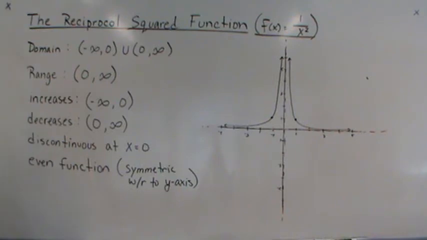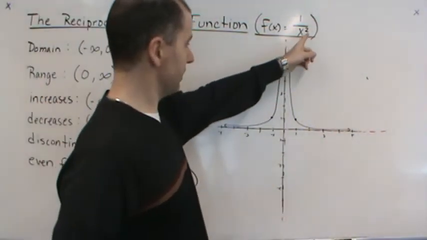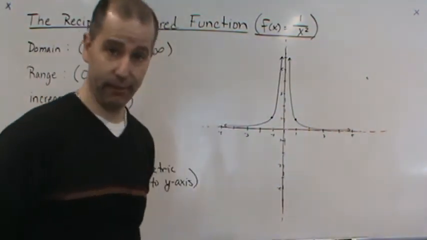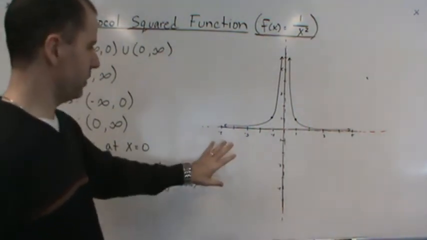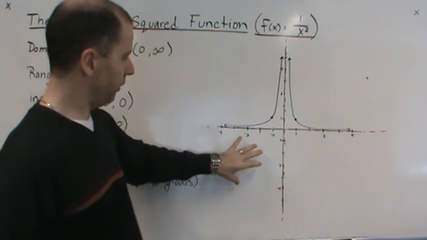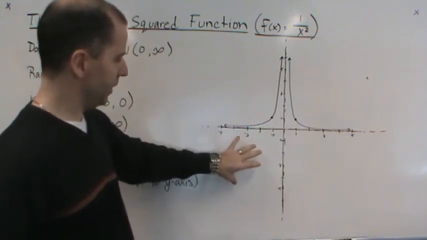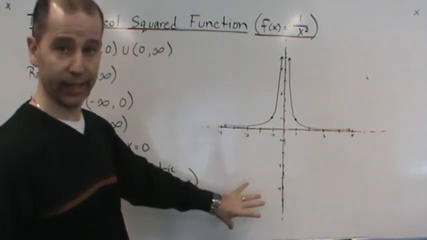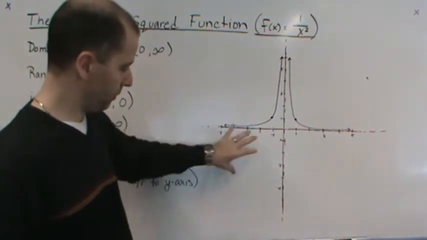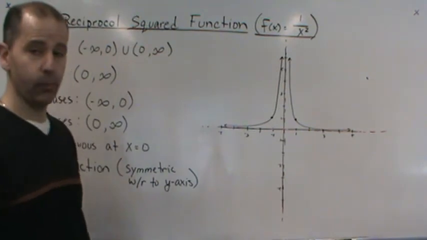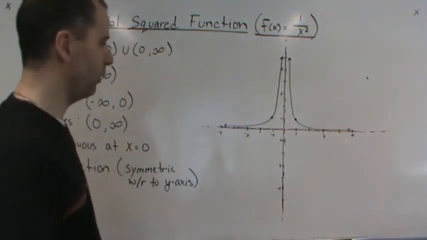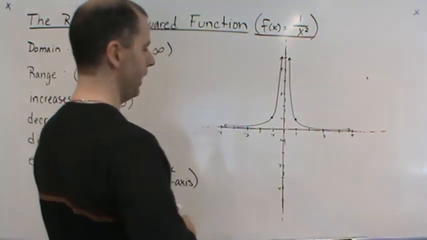Okay, so 1 over x squared behaves a little bit differently. Notice that since it's squared, all the values are positive. It has no negative values. So in other words, if you want to think about it this way, it takes the part of the 1 over x, the reciprocal function, the piece that was over here, and flips it above the x-axis. Okay, so now it looks like this as a graph.